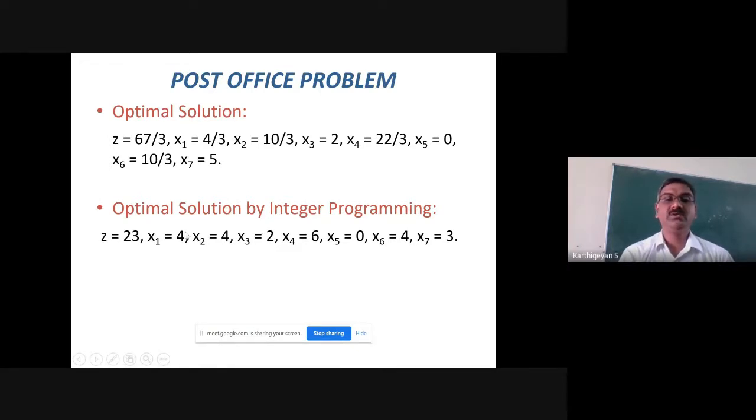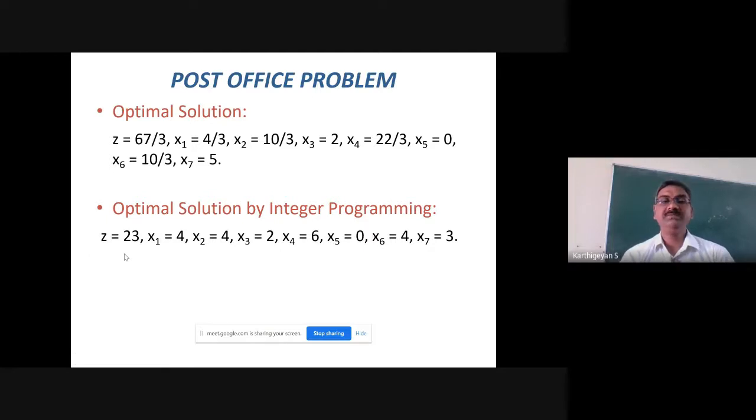So x1 equals 4. That means 4 persons should start working on Monday, and 4 persons should start on Tuesday, and so on. So this is 4, 4, 2, 6, 0. The 5th means Friday, right? On Friday, no person is required to start work because the already existing persons are enough. The minimum total number of employees required is only 23, based on the given cases.